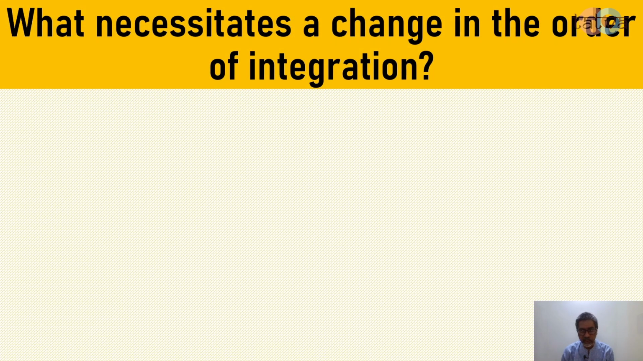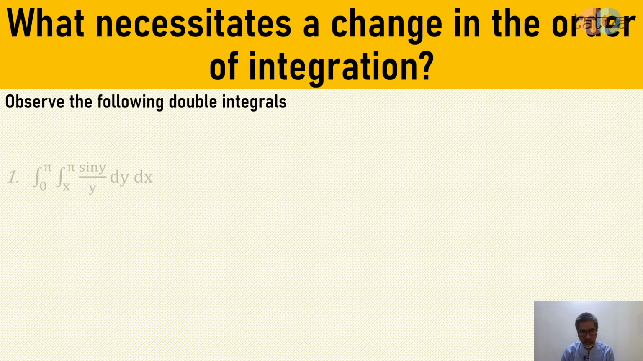Now, why do we need a changing order of integration concept at all? For that, it is worth observing a few examples. Let us look at this integral. Clearly, the inner limits are functions of x. Therefore, these are the limits obtained from an Rx region. So therefore, the order has to be dy dx. Observe the complexity of the function sin y by y and how it is almost impossible to integrate that function with respect to y.